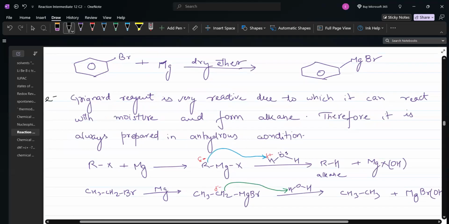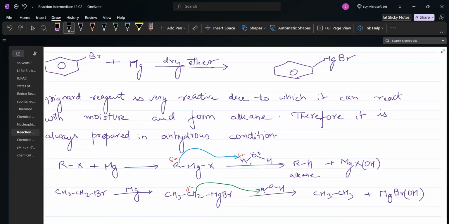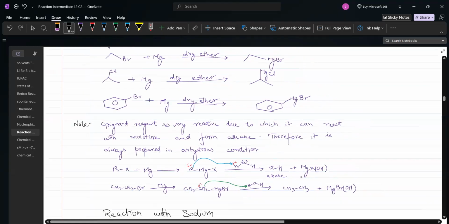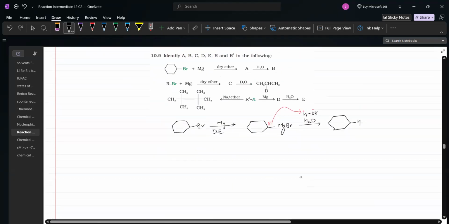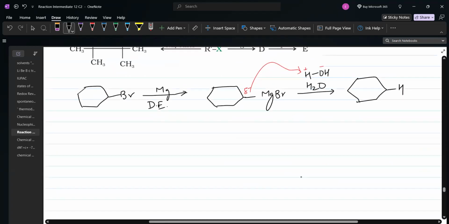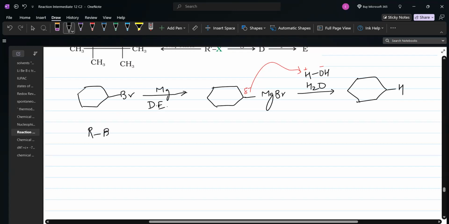In this example also, let's study this. RMgX is attacking on HOH. R will attack on H. Siddhika, yes or no? Let's see the second question. The same thing is happening.